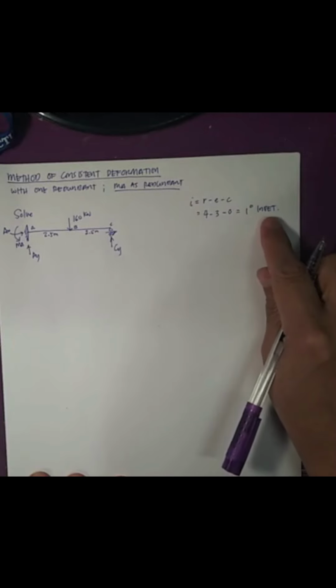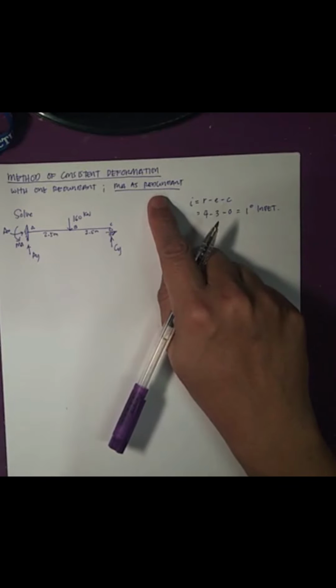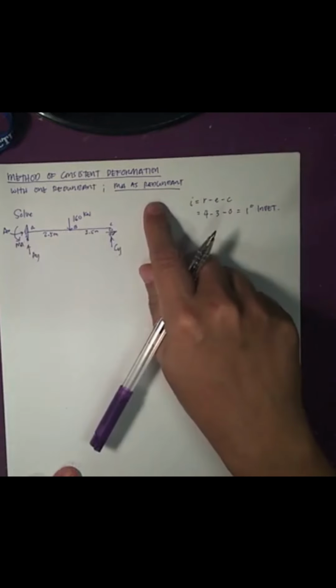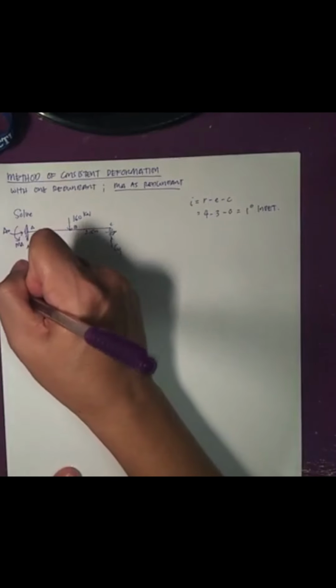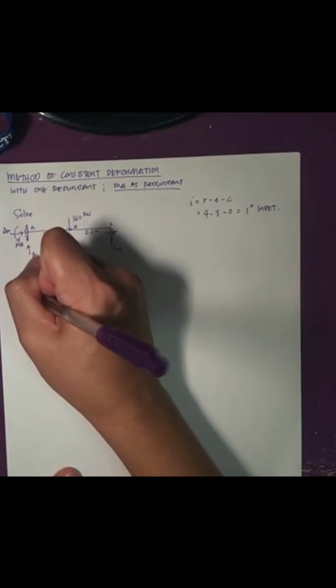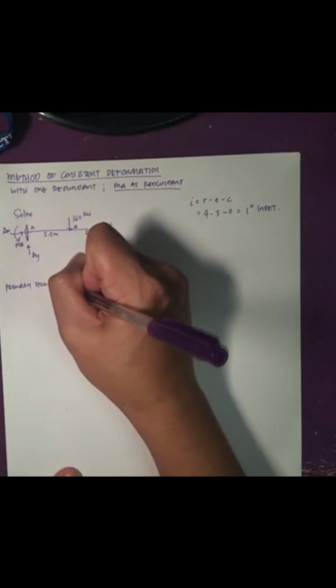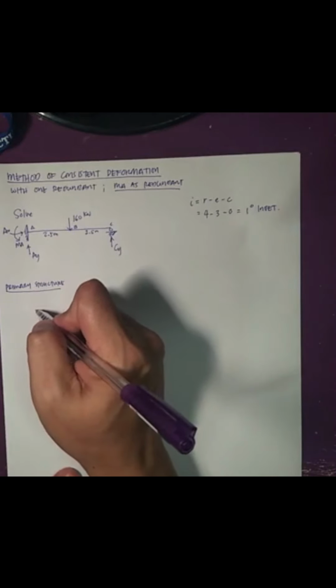So for first degree indeterminate, we have to choose one redundant. This time I'm going to choose the moment at A to be my redundant. So how do we do it? First we have to draw the primary structure. The primary structure consists of the original structure minus the redundant reaction. So we just have to copy the beam.